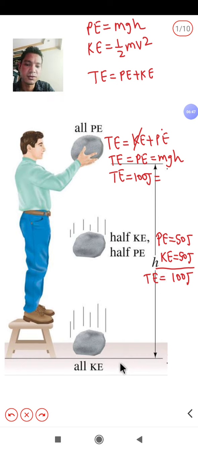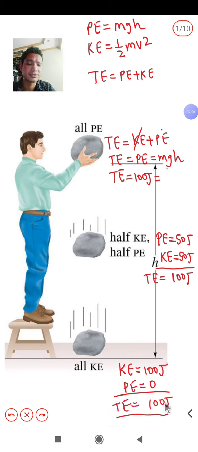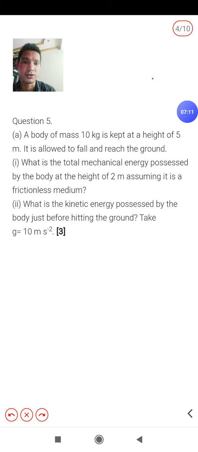At the bottom here, kinetic energy will be maximum, that is 100 joule. Potential energy will be 0. Total will remain constant, 100 joule. This is just an example. Okay, now let's solve numericals related to this free falling object case. So let's begin with this one.